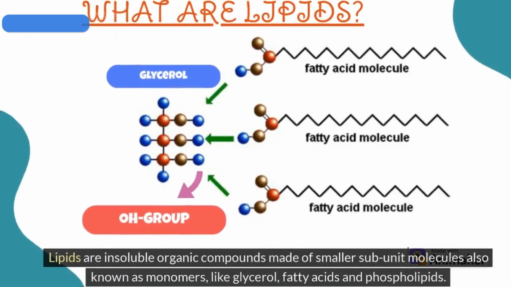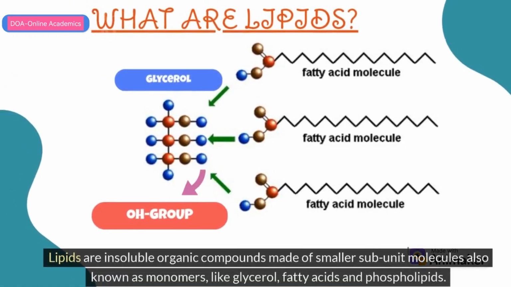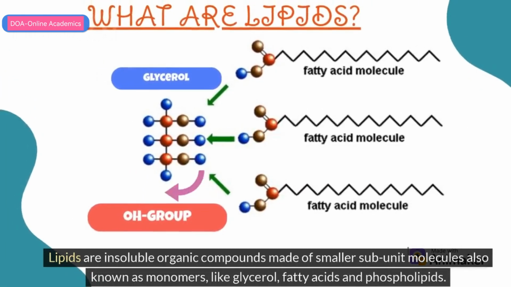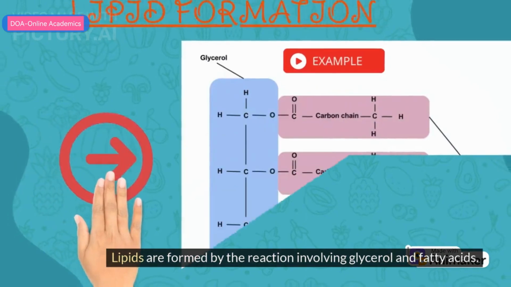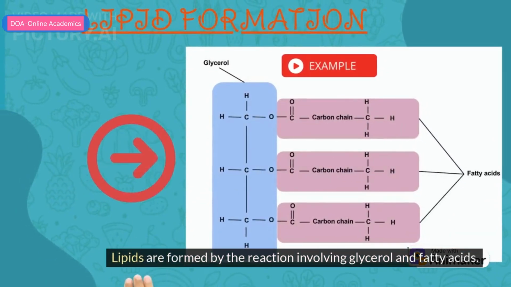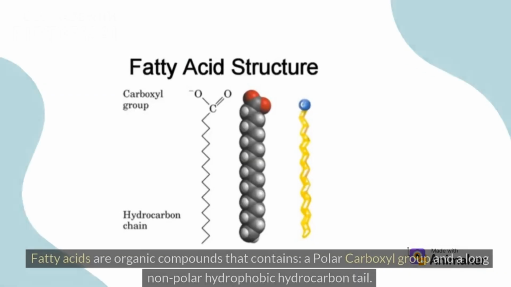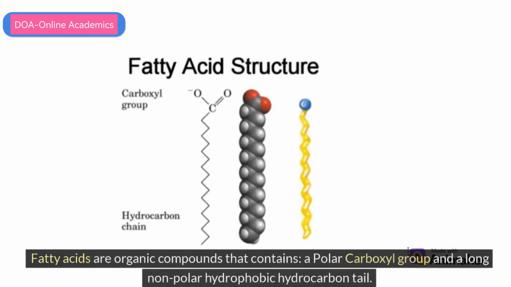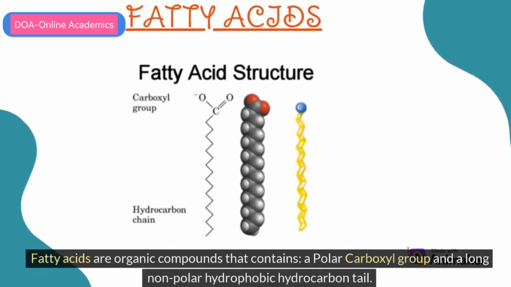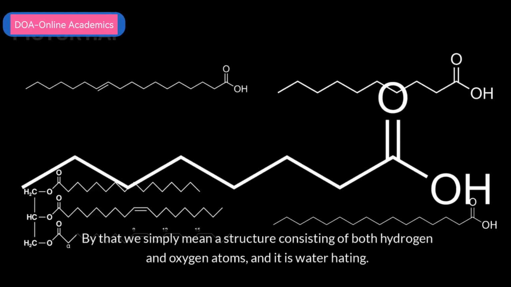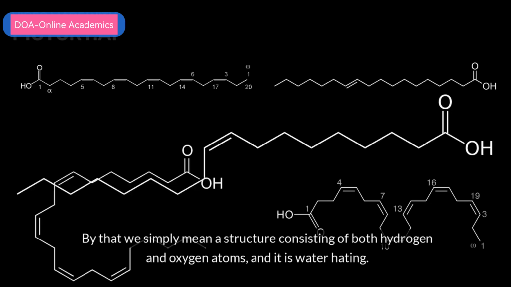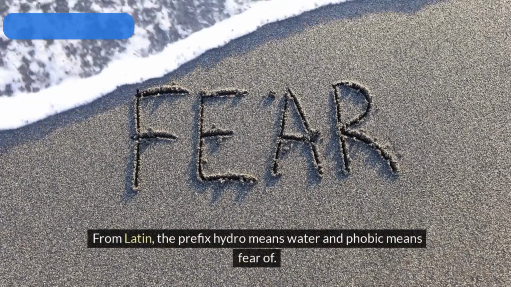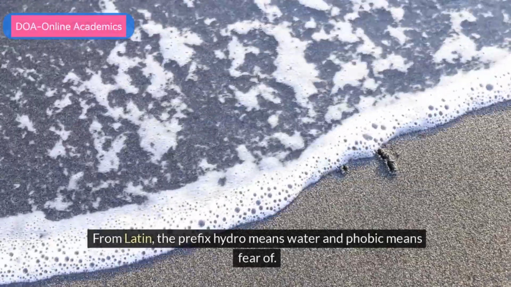Lipids are insoluble organic compounds made of smaller subunit molecules, also known as monomers, like glycerol, fatty acids and phospholipids. Lipids are formed by the reaction involving glycerol and fatty acids. Fatty acids are organic compounds that contain a polar carboxyl group and a long non-polar hydrophobic hydrocarbon tail. By that we simply mean a structure consisting of both hydrogen and oxygen atoms, and it is water-hating. From Latin, the prefix hydro means water and phobic means fear of.